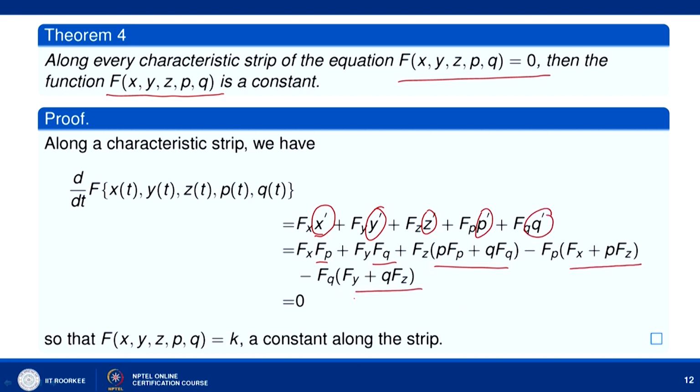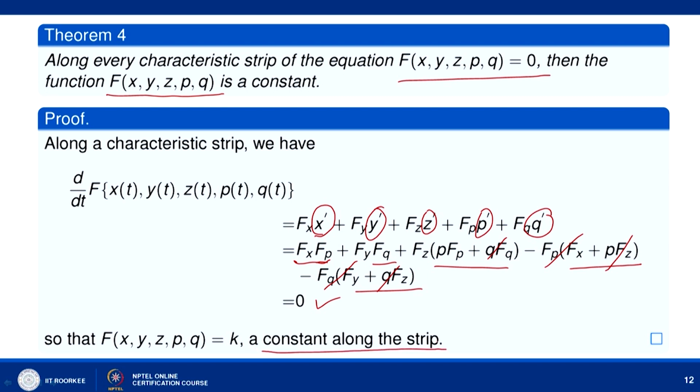when you simplify this, f x and f p cancel out with this term, f y, f q cancel out here, f z p f p cancel out here, and similarly this cancels out here. So, we can say that d by dt of f of x t, y t, z t, p t, q t is equal to 0. It means that the value of f of x y z p q equal to k will remain constant along the strip.